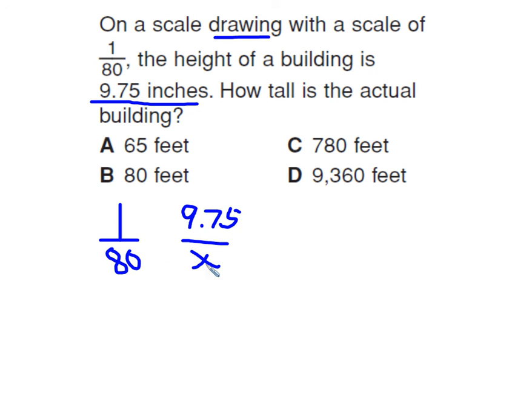Cross products again. 1x equals 80 times 9 7/75, and I get 780 feet. Bingo.